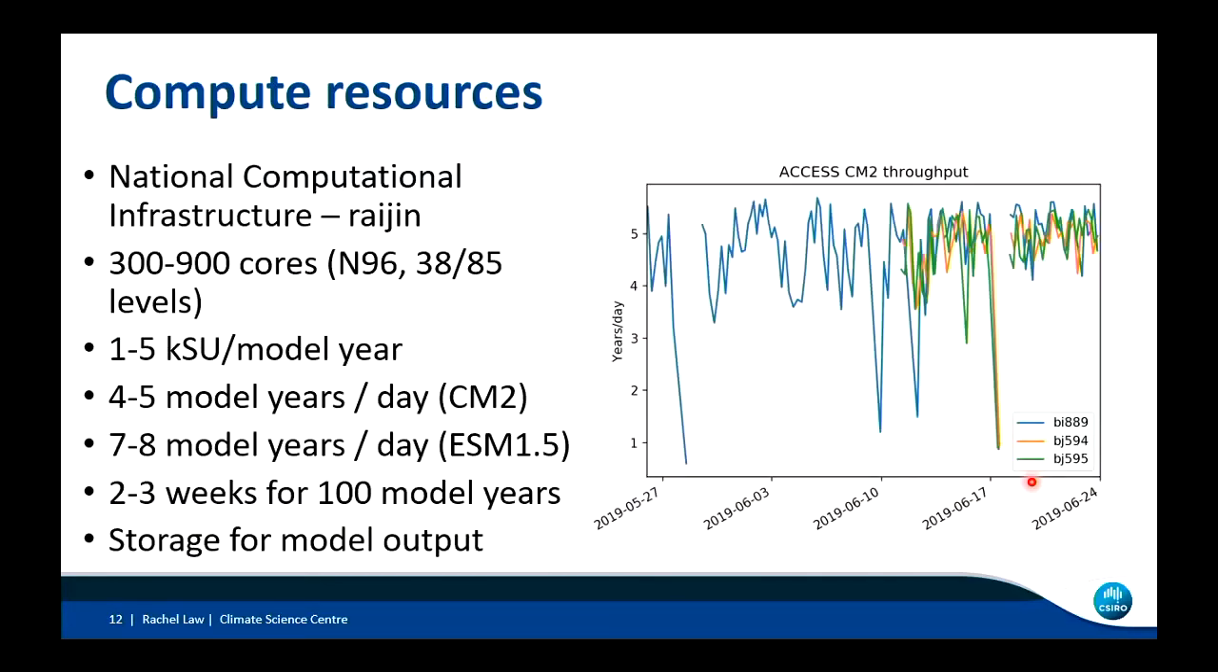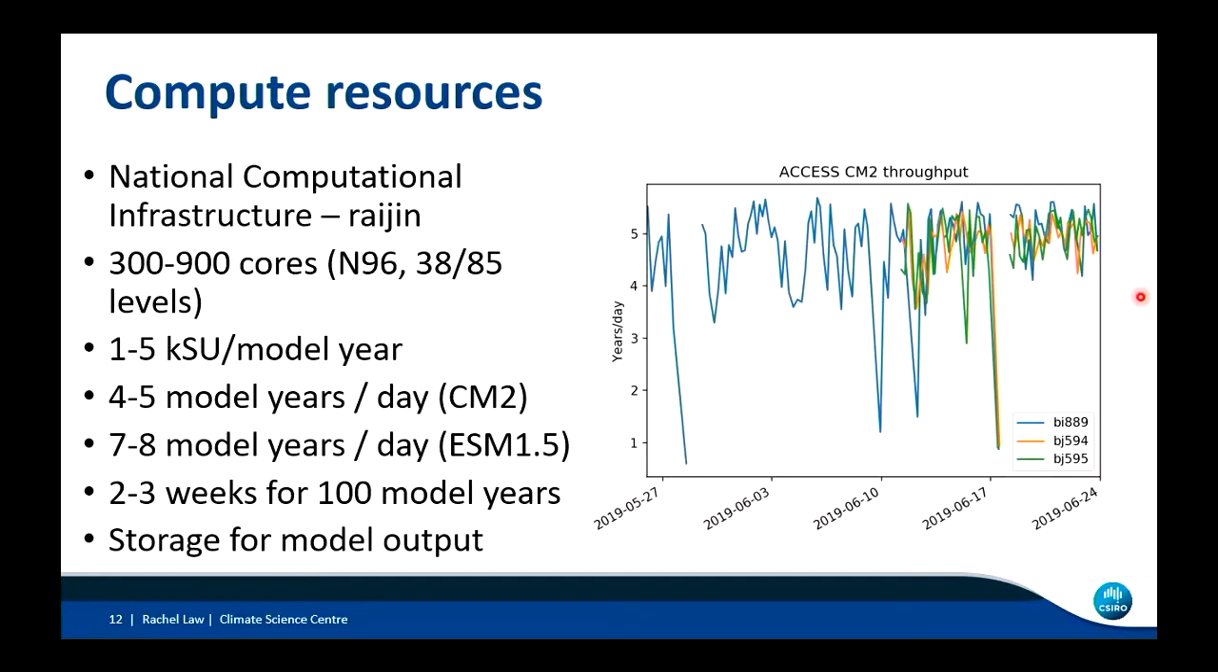So a little bit about compute resources. We run this on the National Computational Infrastructure, the machine called Raijin. Depending on the resolution of the atmosphere, we're using something between 300 and 900 cores. The cheaper version costs 1 kiloservice unit per model year. If you've used Raijin, you'll maybe understand what those numbers mean. The more expensive version is 5. Our CM2 model is running at about 4 to 5 model years per day.